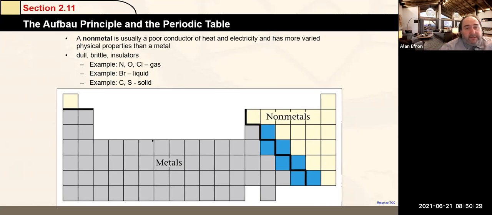But with nonmetals, you really do get a wide variety of different characteristics, if you will, or states. For example, nitrogen, oxygen, and chlorine are gases. Bromine's a liquid. Carbon and sulfur are solids. So they do come in a wide variety of states. And as I mentioned before, our hydrogen over here being a non-metal is different than our lithium, which is a metal right below it.